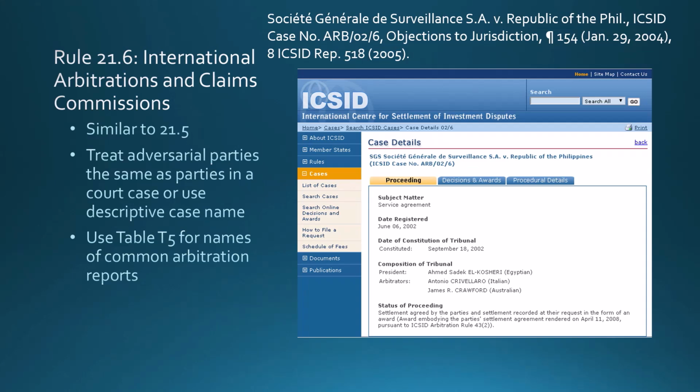International arbitrations are not treated much differently from international decisions. Rule 21.6 covers citation to arbitrations. It says to cite by analogy using Rule 21.5. There is a table in T5 that lists the common arbitration reporters and their abbreviations. There are also examples in Rule 21.6 citing to a few common reporters. Again, you can cite to an internet source, but only if the decision isn't published in an official reporter.